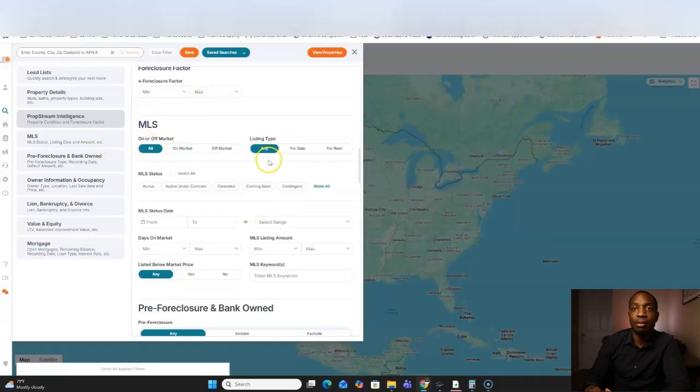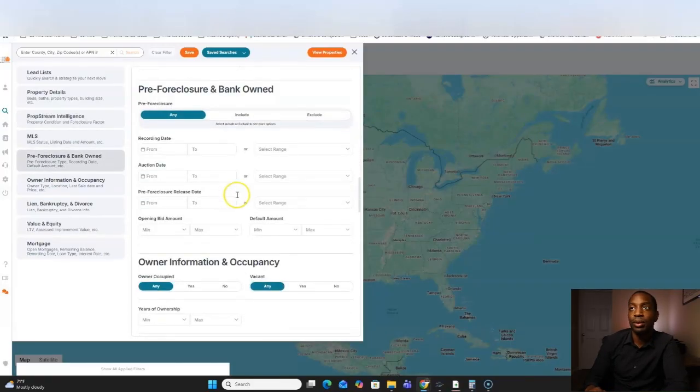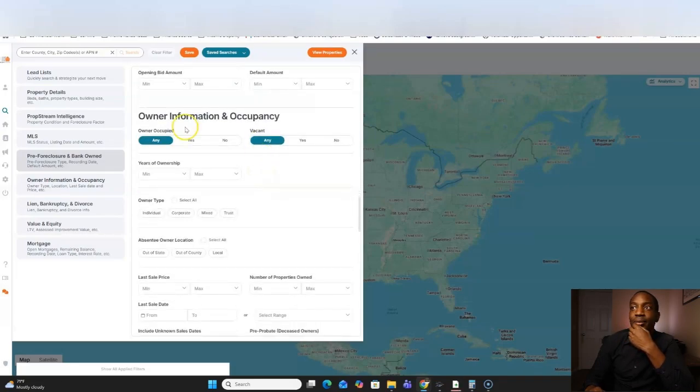And then MLS, if it's on market, off market, usually you want to keep this on off market if you're wholesaling it. But you can wholesale on market. I know there are people who do that and they do well. Pre-foreclosure, where instead of just clicking pre-foreclosure, you just press include here, essentially. And then information and occupancy. I like using this because sometimes you want to target people who do not live in the house. So you can put non-owner. So essentially that's a person that has a home, but they don't live in it. Either they're renting it out or it's vacant. So you can put yes, vacant property. So if it's a vacant property, neither the owner or they have a renter in the property.